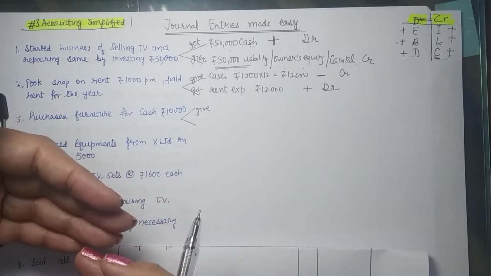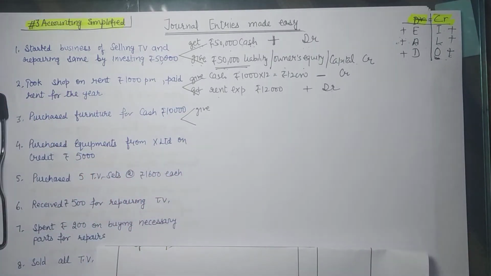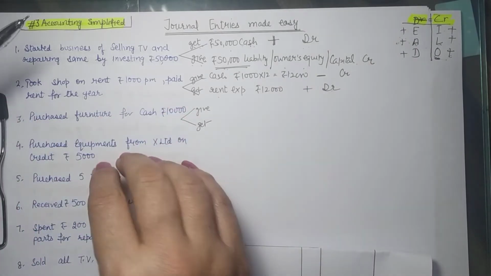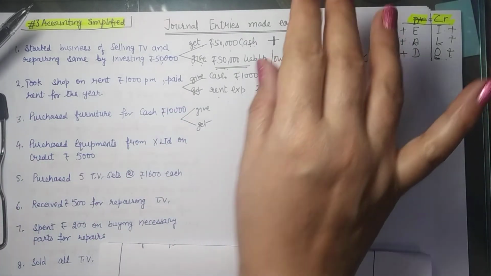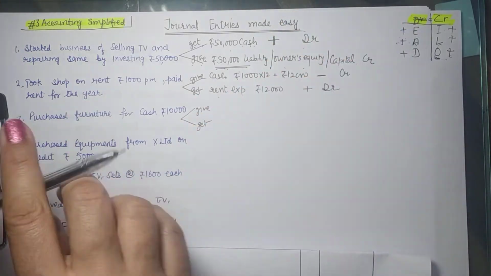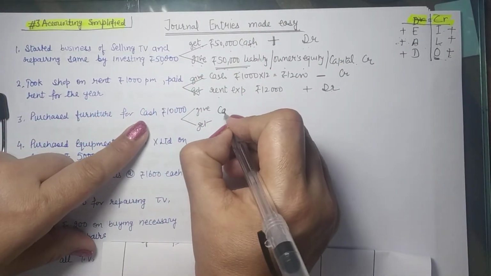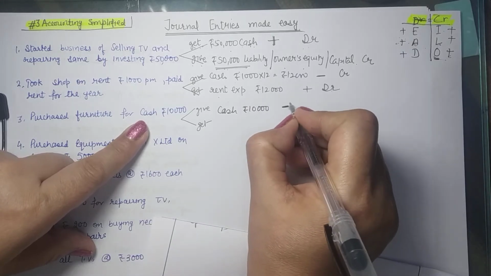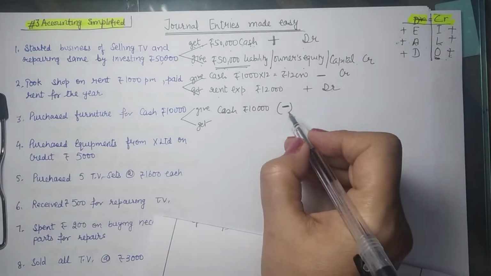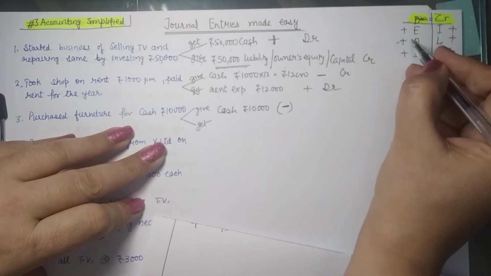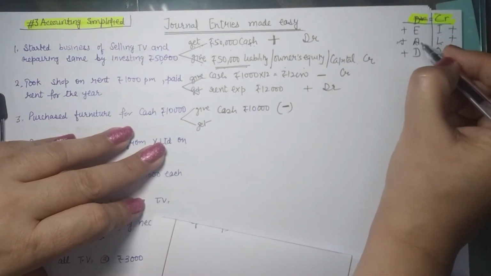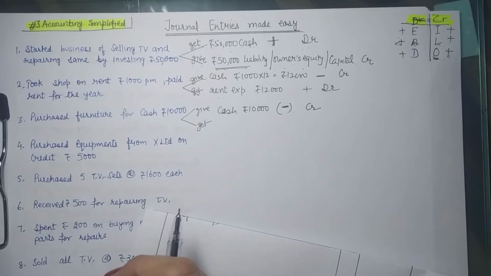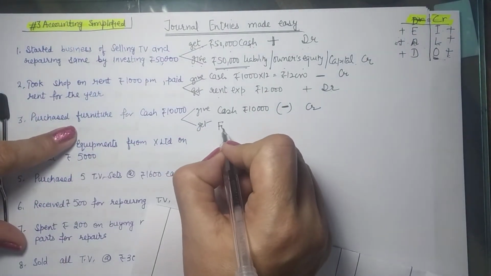and take or give and get, whichever comes easy to your mind, just write that first. So you know that when you go for purchasing furniture, you paid 10,000. So this is easily seen. So you give cash 10,000. You give it, your cash is reduced. Assets increase debit, assets reduce credit. So this will be credited. Now what do you get? You get furniture.